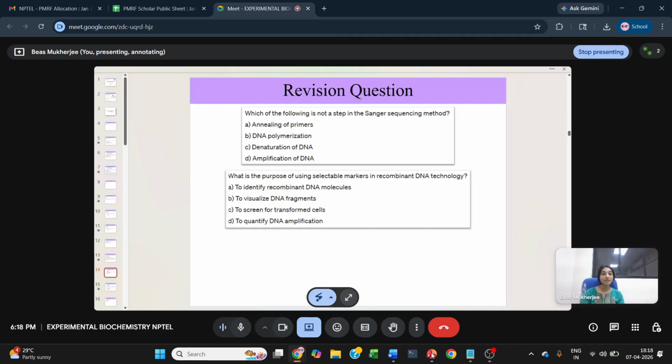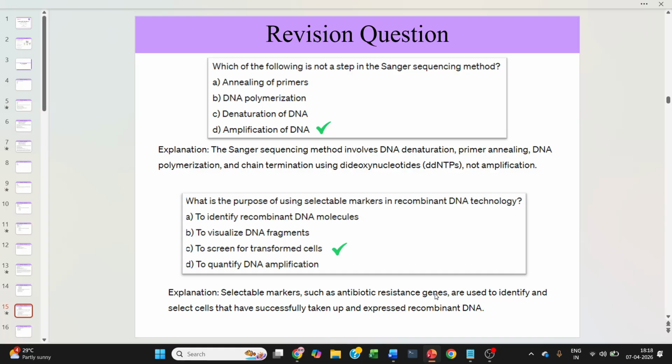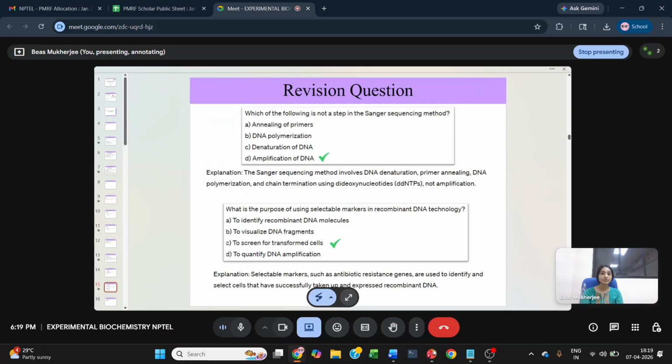For example, kanamycin is a selectable marker. Right? So it helps to select the transformants versus non-transformants. Correct? So then we will look at the right answers. Sanger sequencing involves DNA denaturation, primer annealing, DNA polymerization, and chain termination using ddNTPs, but not amplification. Okay. The next one is, amplification is there in PCR, polymerase chain reaction.